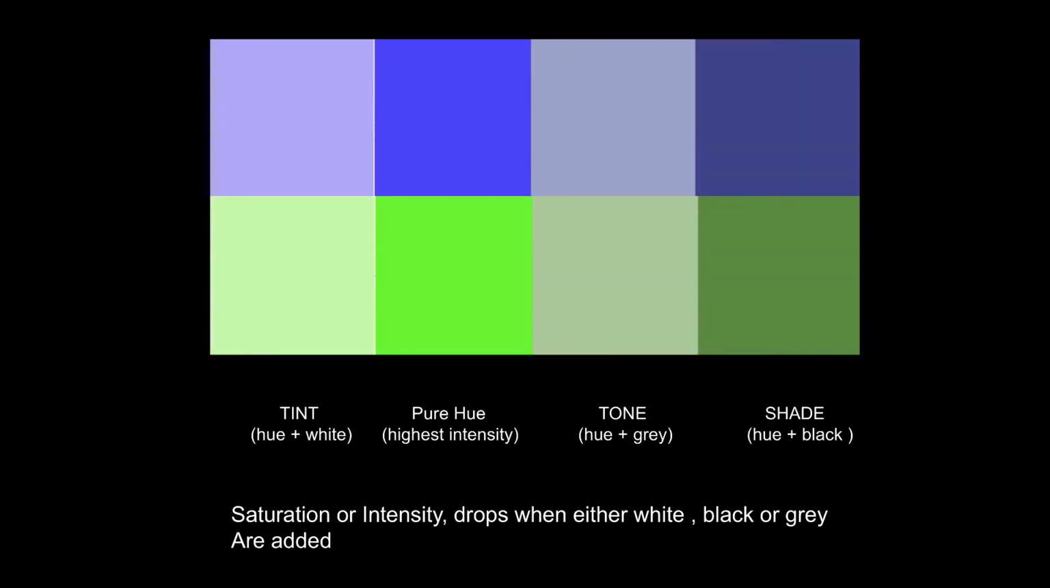Tints, tones, and shades is something that we'll be working with. So these are adding white, gray, and black. If you add white to a hue, you create a tint. If you add gray to a hue, it's called a tone. And if you add black to a hue, it's called a shade.